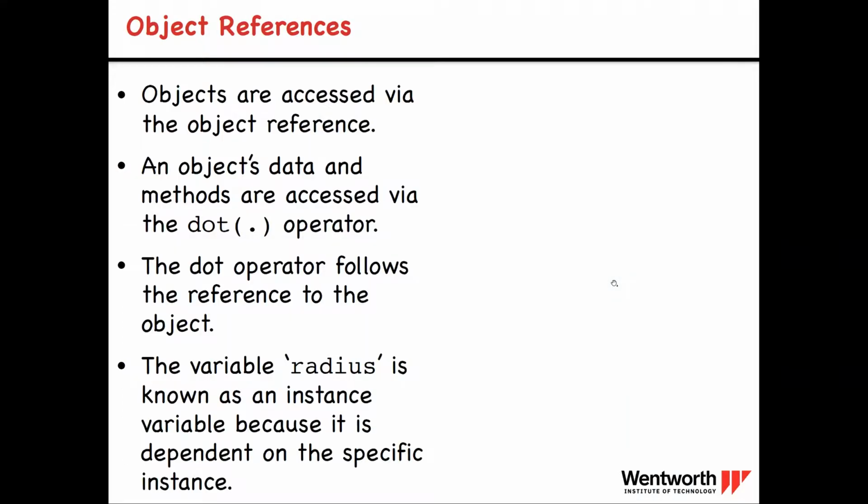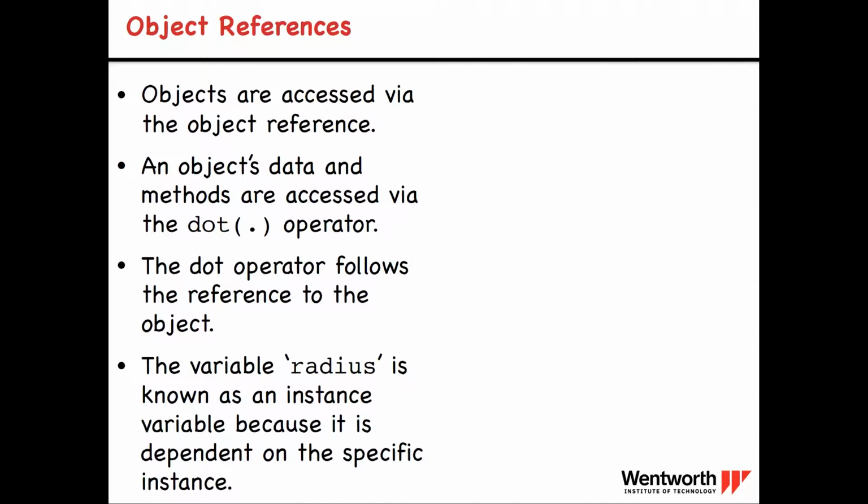All right, so now we should talk about object references. How do we get access to this data and these methods? Because if we want to do anything with our object, if we want to know what's the area, if we want to call that method getArea, how do we do it from elsewhere? How do we do it from our main method or our main class?